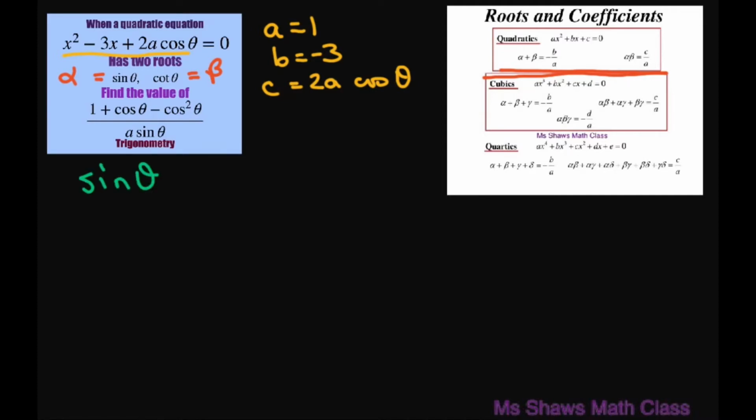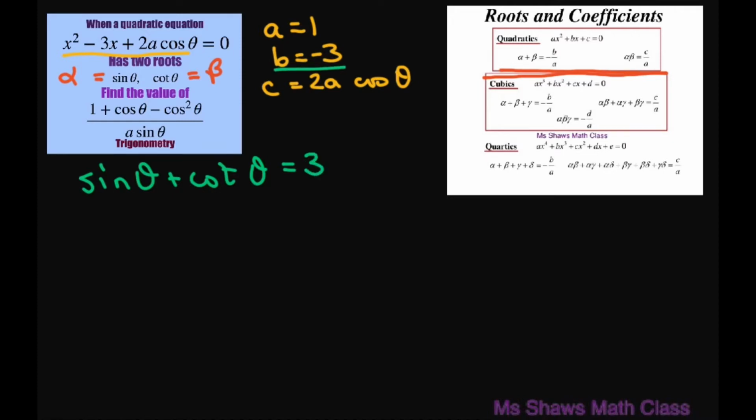So if we let sine of theta equal alpha and cotangent of theta equal beta, then the sum of the roots is going to be, let's look, our a is going to be 1 if we look at our quadratic here. Our b is negative 3, and our c is going to be 2a cosine of theta. So let's do our sum. That's going to be sine of theta plus cotangent of theta. That's going to equal negative b over a. So that's just going to be 3.